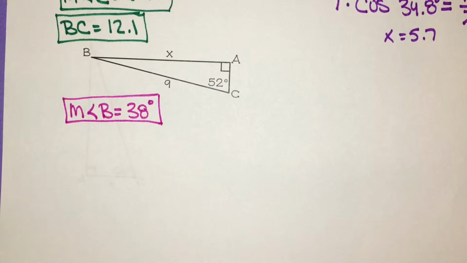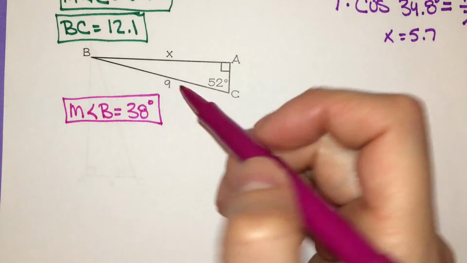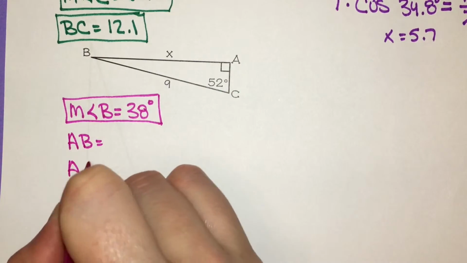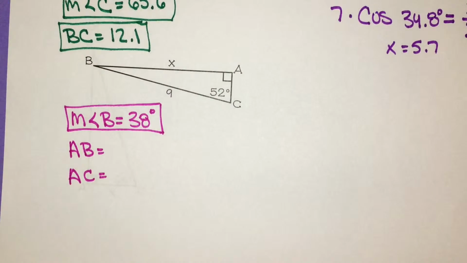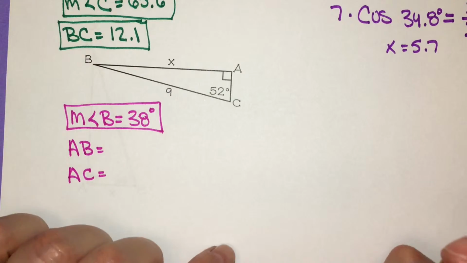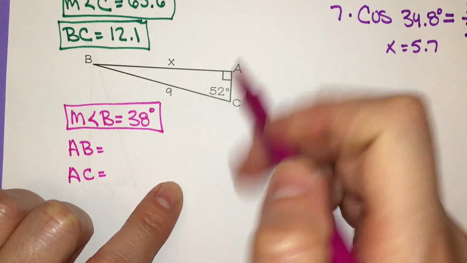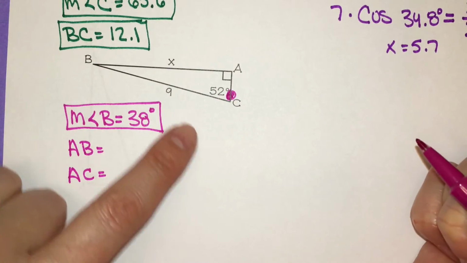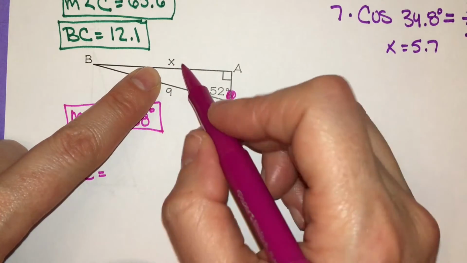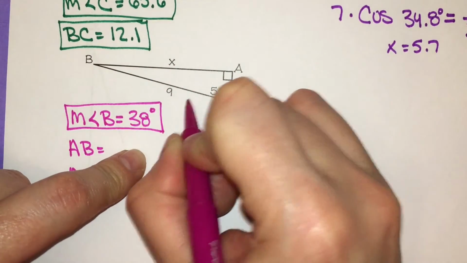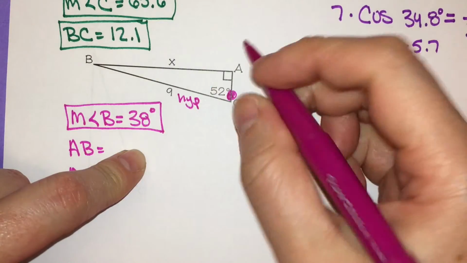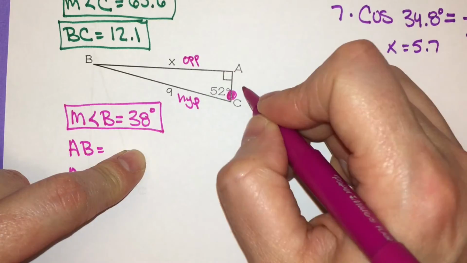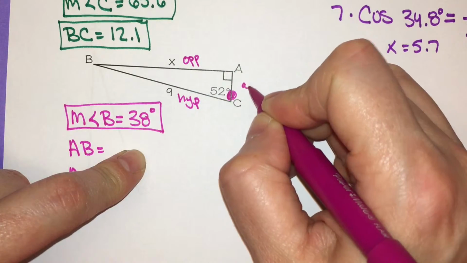Okay, but now I need to find sides AB and also side AC. To do that, I'm just going to call this 52 degrees my angle theta. So that's what I'm going to use. I'm going to find side X. I know this is my hypotenuse, opposite the 90-degree angle. X would be opposite because it's opposite the angle theta, meaning AC would be the adjacent side.